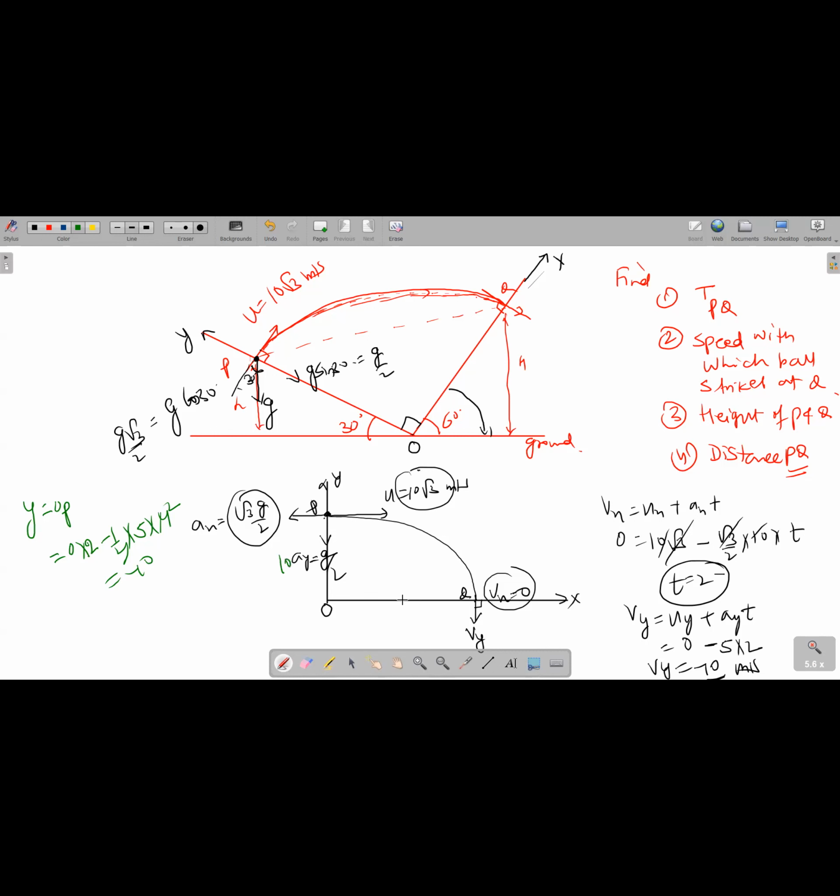So displacement is this 10, and x is suppose OQ. So this OQ is displacement along x-axis. So x equal to uxt. What is ux? That is 10 root 3. 10 root 3 into time minus half acceleration is this much, so root 3 by 2 into g into t square. So this is 20 root 3 minus 10 root 3. So this is 10 root 3. So you got this length, right?